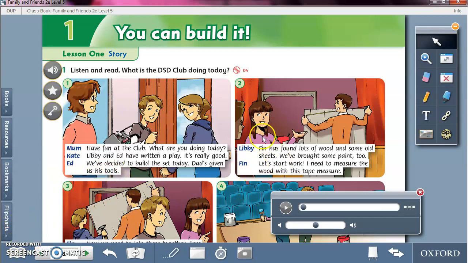Now we will listen to picture number 2. The conversation is between Libby and Finn. This is Libby and this is Finn. Listen carefully.